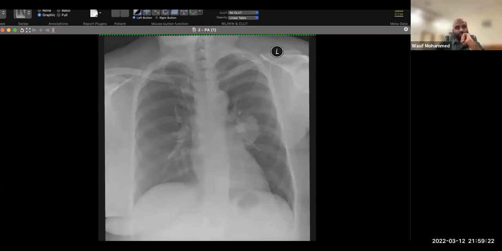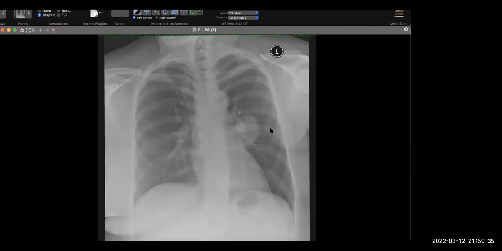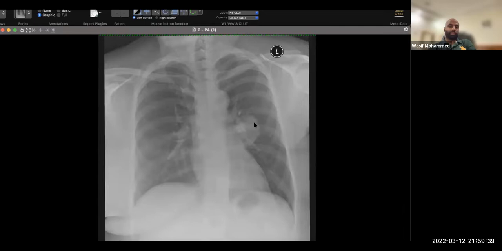I'll just give you the remote control if you can request it, please. So I'm unable to see the left rib. I think it's fine. It's fine.